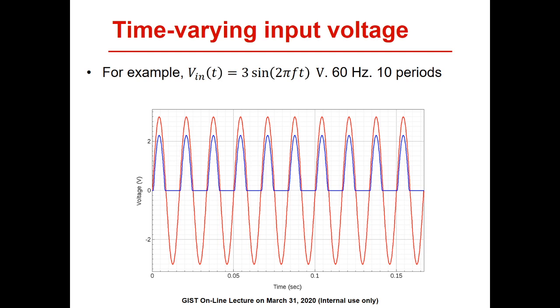When a time-varying input voltage is applied to a rectifier, the output waveform is modified by the rectifier. In this example, a purely sinusoidal voltage is applied to a rectifier. Both the input voltage, a red line, and the output voltage, a blue line, are shown as functions of time. As you can see, the output waveform is significantly different from the input signal.